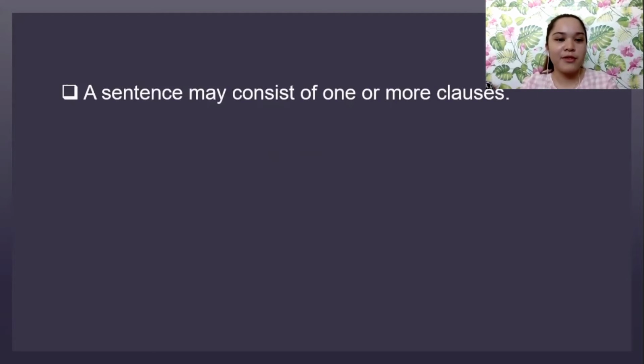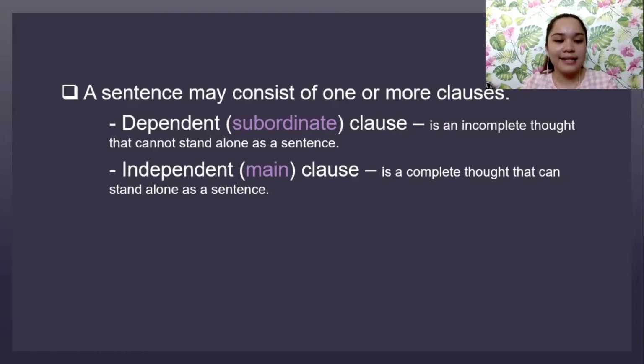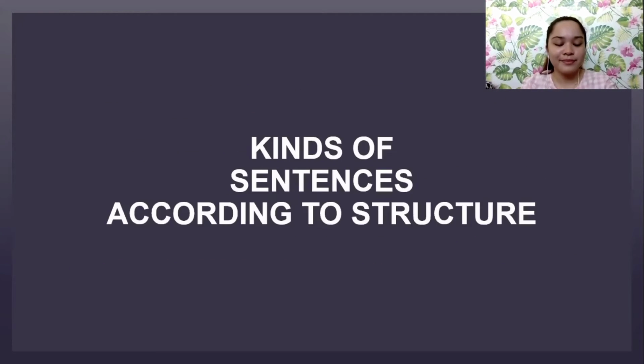So always remember that a sentence may consist of one or more clauses. It's either a dependent or subordinate clause, which is an incomplete thought that cannot stand alone as a sentence, and an independent or main clause, which is a complete thought that can stand alone as a sentence. An independent clause is also called a main clause, and a dependent clause is also called a subordinating clause.